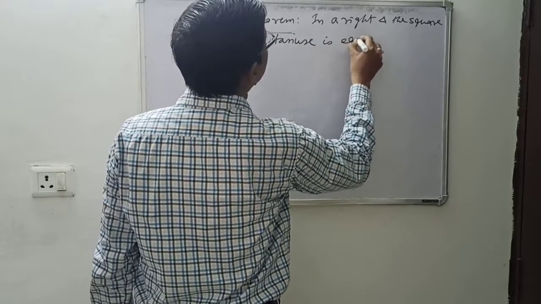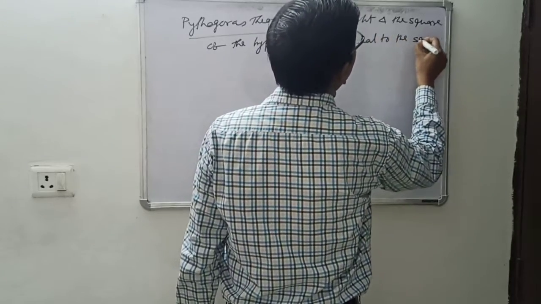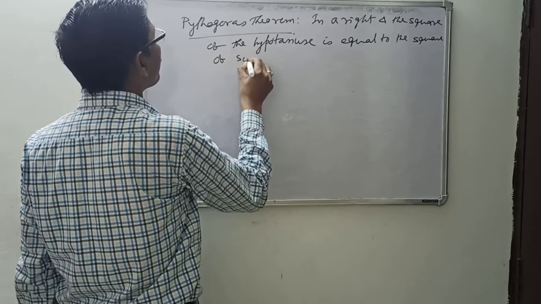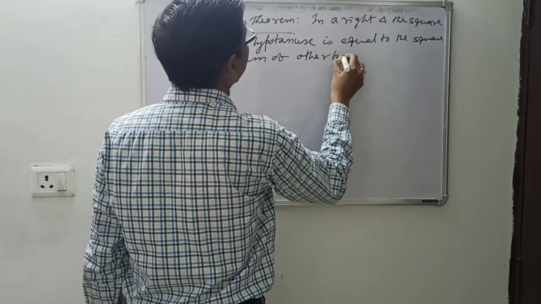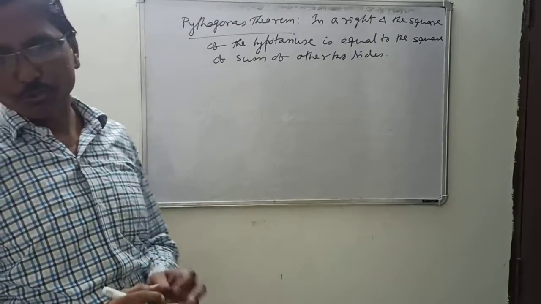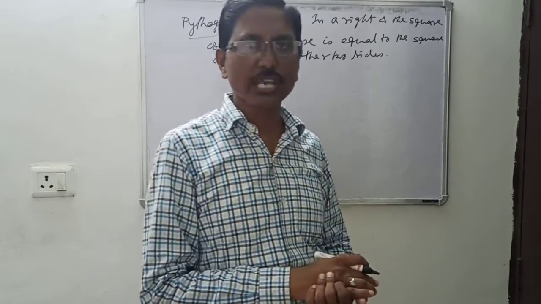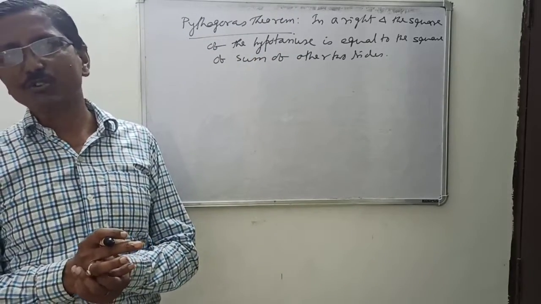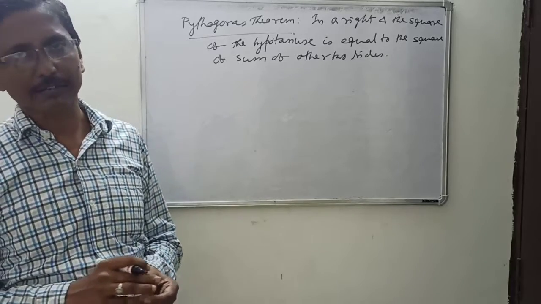is equal to the sum of the squares of the other two sides. In a right triangle, which one is the hypotenuse? The side opposite the 90 degrees is known as the hypotenuse. Its square will be equal to the sum of the squares of the other two sides.